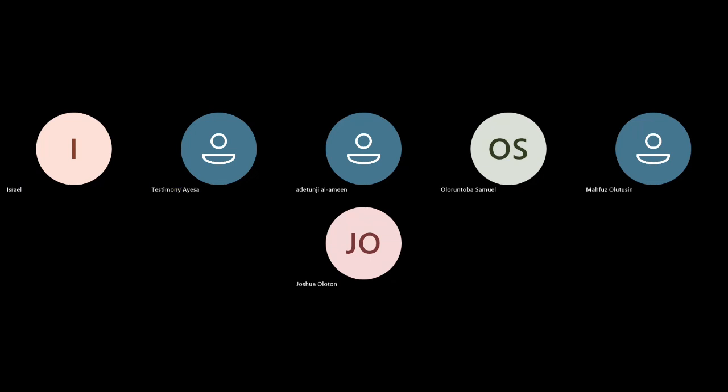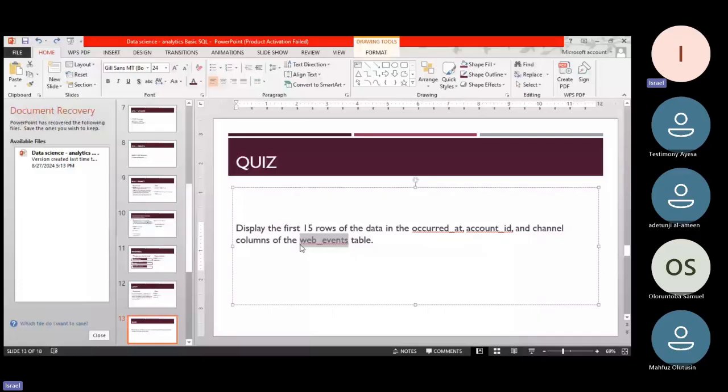Let me share this question again so you can see. First of all, take note of what we want. The table we are using is the web events table. Go online, search for Postgres schema. It will give you the structure of the database, so you can see everything at a glance, although I'm still going to send the picture to the group. The columns you are querying: you are selecting the occurred at date, account ID, and the channel column from web events.